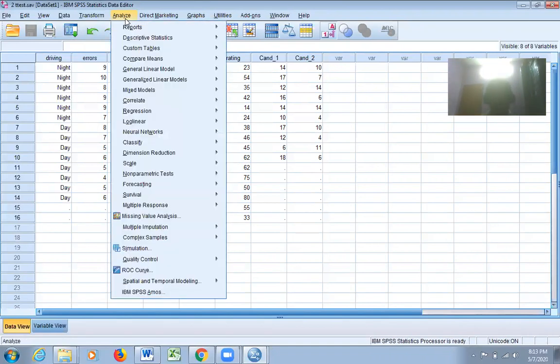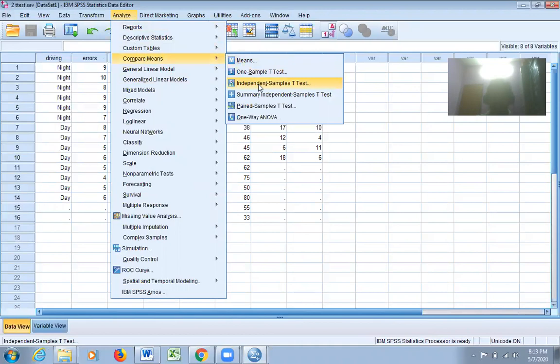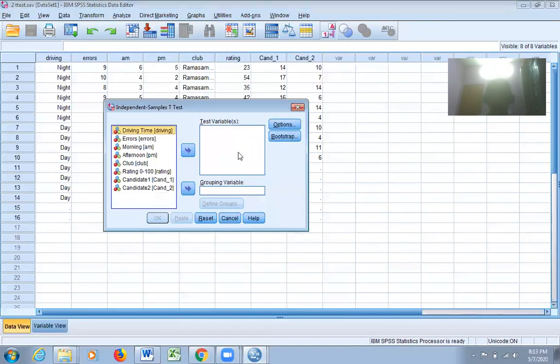So go to analyze. In analyze, compare means. Go to analyze, compare means, independent samples t-test. Click on independent samples t-test. And here two boxes are there. One is a box where all the variables are listed, on the left side. On the other side we have the test variables box and the grouping variable box. Okay. And you have to send the dependent variable to the test variable box. So what is our dependent variable? Errors. Select errors, send it to test variable.